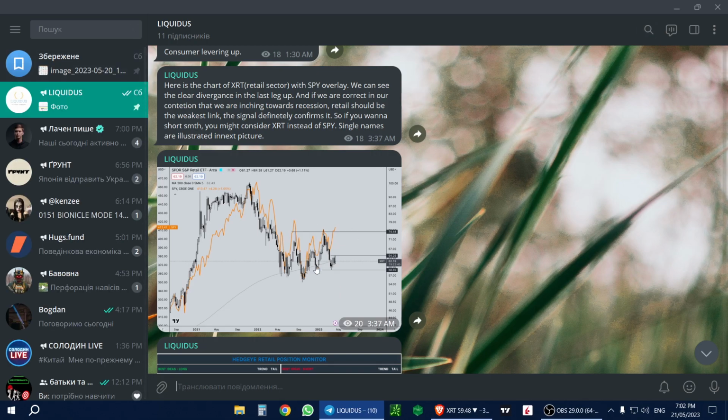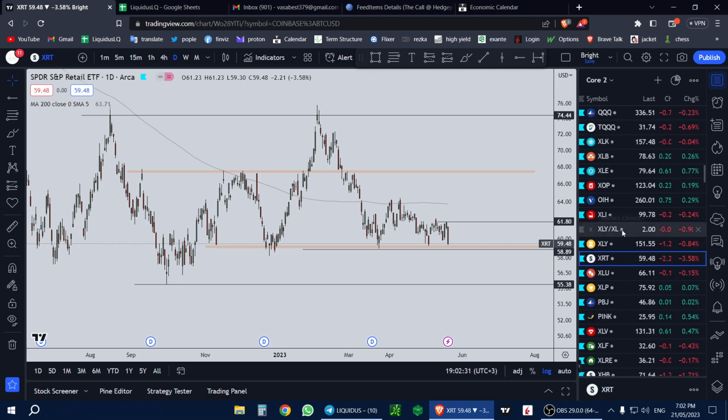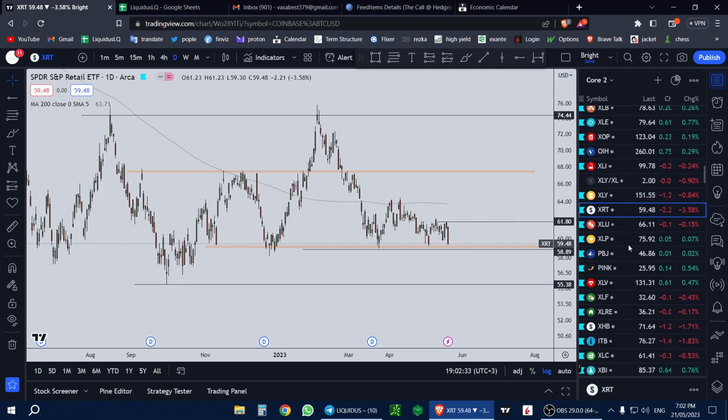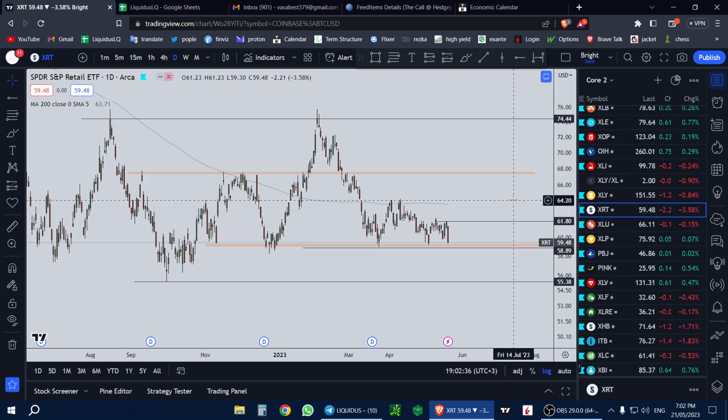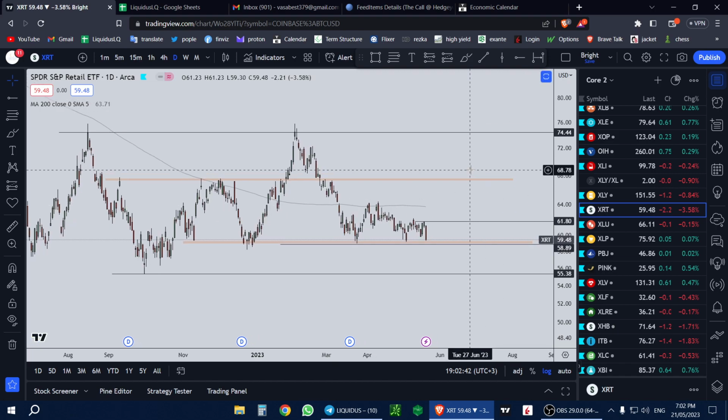It is the most sensitive and the weakest link, and across all sectors, we like to short retail the most right now. Short retail. You can just sell calls on XRT, or just put on short trades in whatever fashion you like, and be long of SPX, and this is your pair trade.